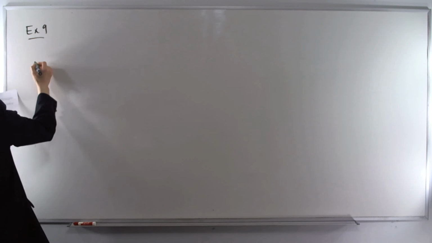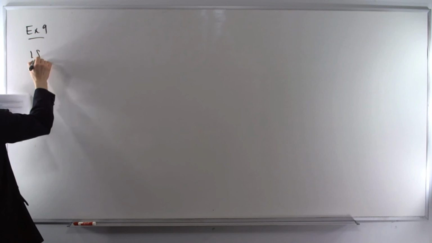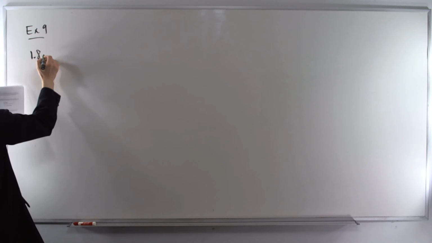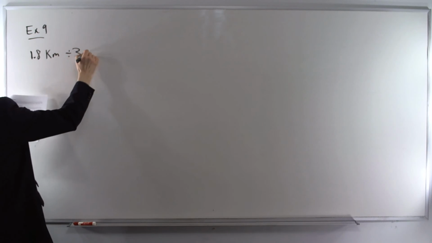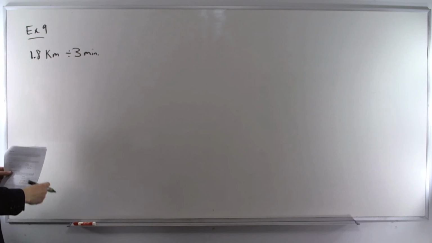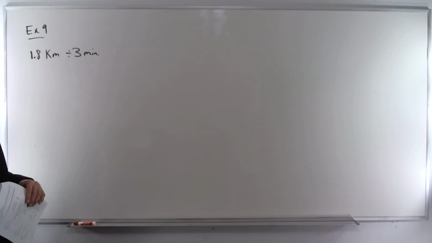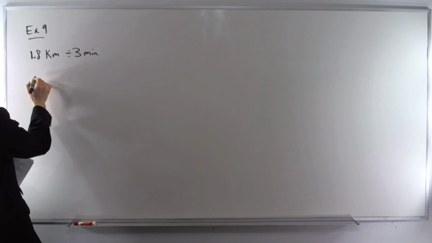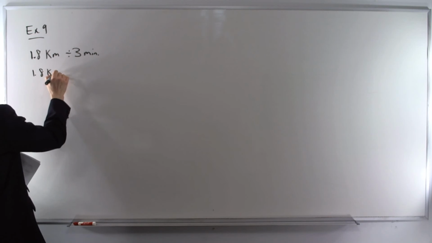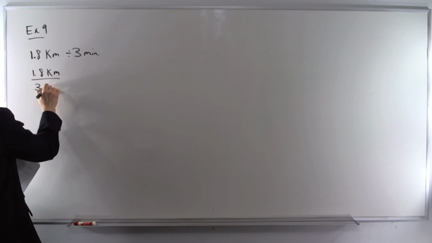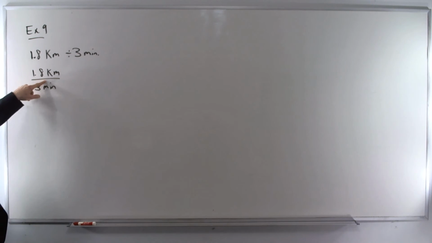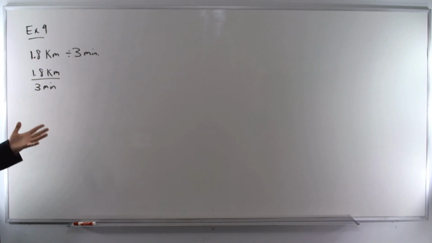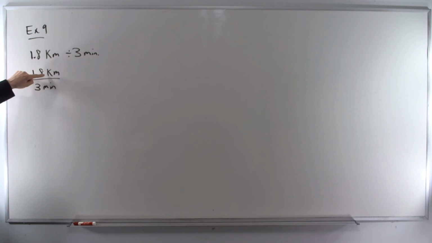Example 9. We got 1.8 kilometers divided by 3 minutes. All right, now we divide this out. Another way of writing it, 1.8 kilometers divided by 3 minutes. The division bar, if you want to say this in words, can be read as the word per. So what we really have here is a rate, kilometers per minute.